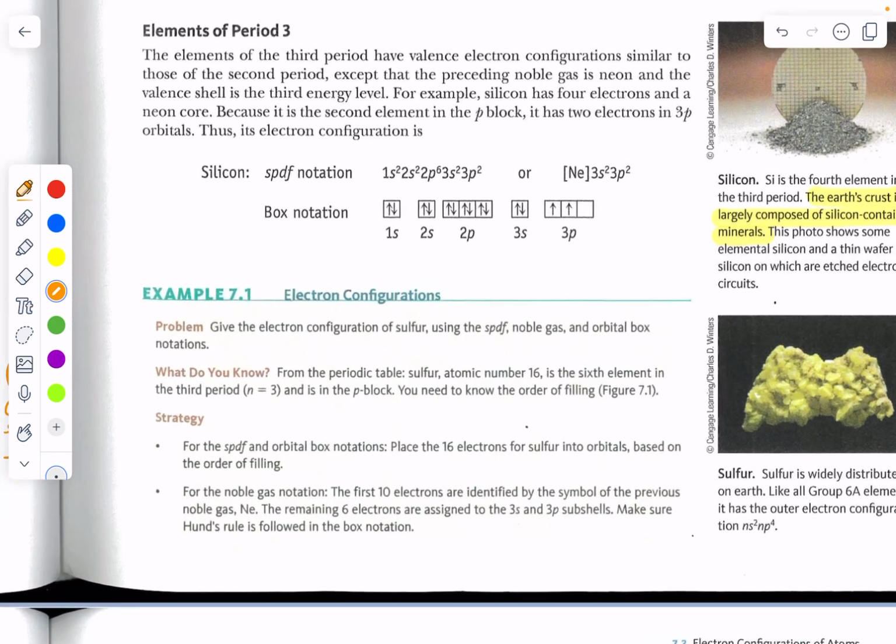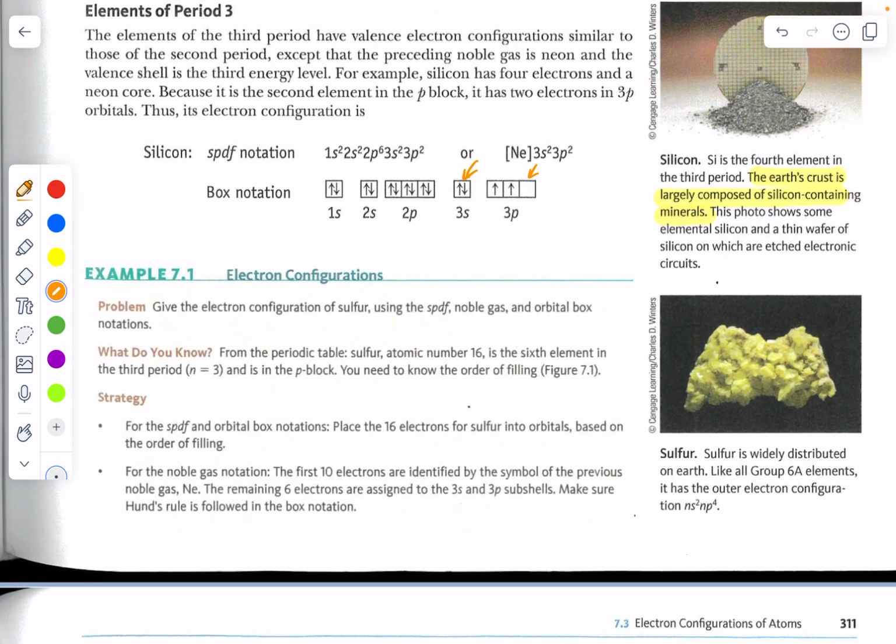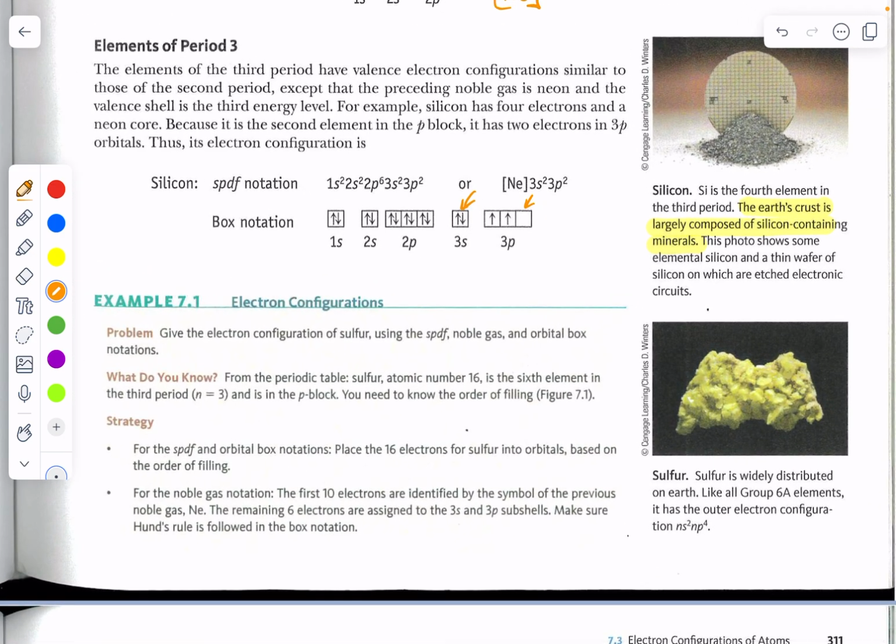Now when we come to period 3, the third row across the periodic table, now we're going to start to fill up the third energy level with the s subshell, and then when we get to the p subshell, again, we begin to distribute the electrons one at a time in each of the orbitals before we go fill it up. By the way, this is something you should know.